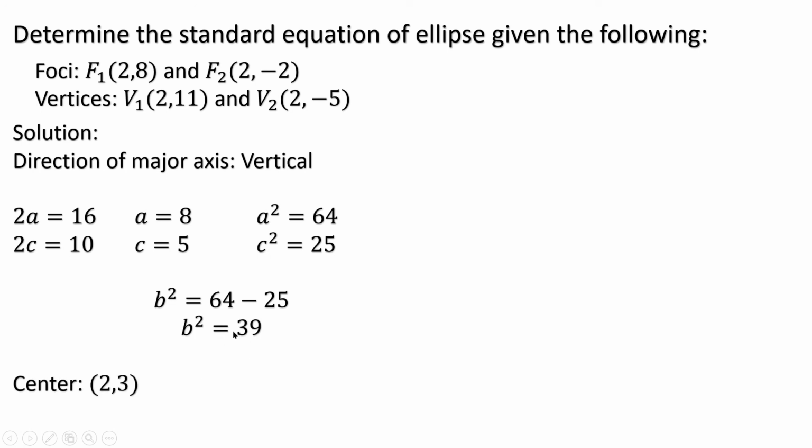Our center can be obtained by getting the midpoint of the two vertices or the two foci. Whichever points we use, it's up to you. So substituting the values in our standard formula, we have the square of x minus 2 over 39 plus the square of y minus 3 over 64 is equal to 1. So we have a vertical major axis, so we put the bigger number under the y.